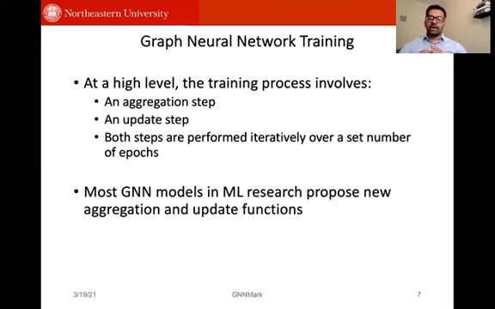So at a high level, this training process basically involves aggregation and update, and these steps are performed over a set number of epochs. And if we look at most of the papers in machine learning, they ideally propose new aggregation and update functions and how to take advantage of them.